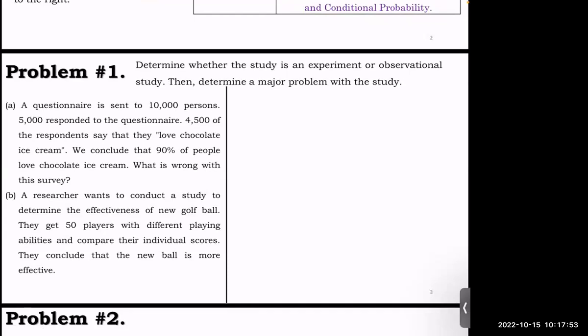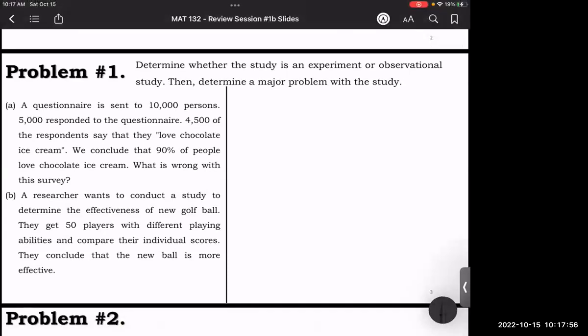So problem number 1 states, determine whether the study is an experiment or observational study, and then determine a major problem with it. Part A states that a questionnaire is sent to 10,000 people. 5,000 respondents responded to the questionnaire. 4,500 of the respondents say that they love chocolate ice cream. We conclude that 90% of people love chocolate ice cream. And what is wrong with this survey?